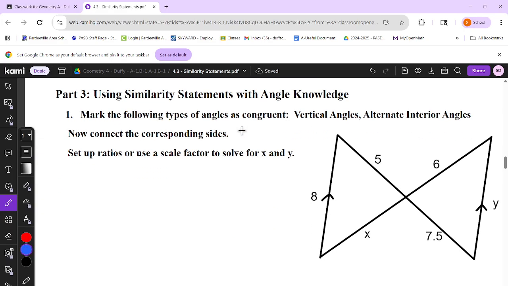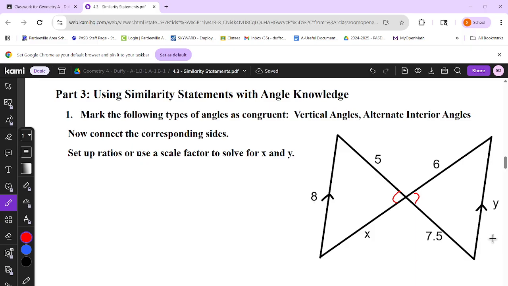Because this is the one where I may have to remind you which angles are going to be congruent. The first thing I tell you to do is mark the following types of angles as congruent: the vertical angles. If you see some vertical angles, let's mark them. Then I say mark the alternate interior angles. Hopefully, any time you see two parallel lines, you'll be looking for alternate interior angles or same side interior angles. We don't have any same side interior angles.